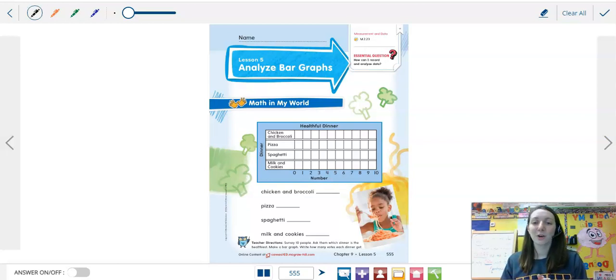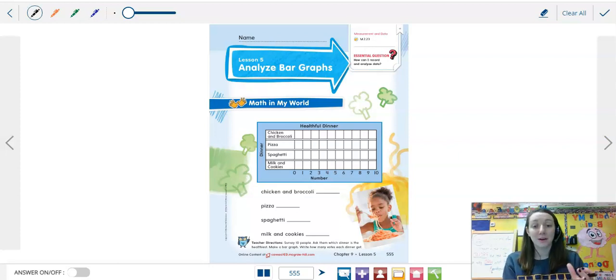Hi guys, today we're working with lesson 5, which was analyzing our bar graph. Yesterday we made our bar graphs, took data and made a bar graph, and now we're going to be not only making them, but analyzing, using the information from that bar graph to answer questions and just be able to read it and understand it.